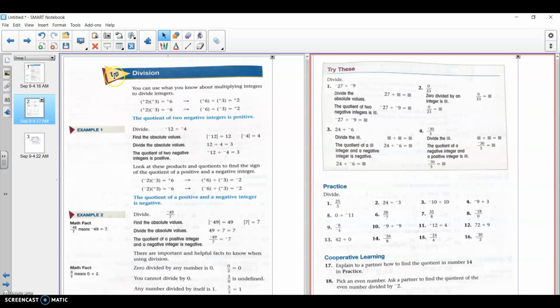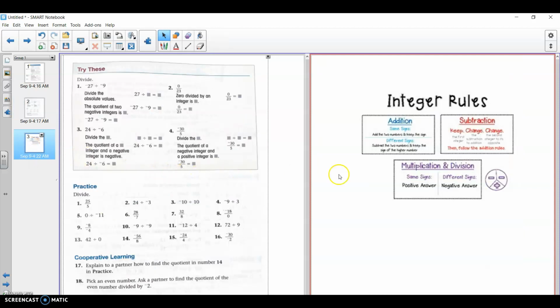Today's lesson is chapter 1, section 6. It's on division. This is integers again, which are positive and negative numbers. So we are going to make sure that we utilize our interactive notebook. And on this page today in the book, we are going to utilize this box, the division and multiplication.